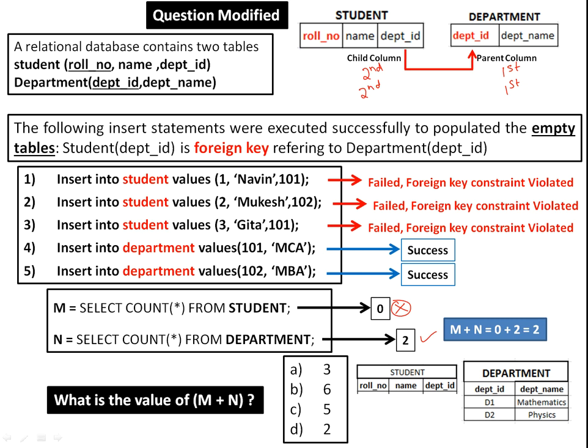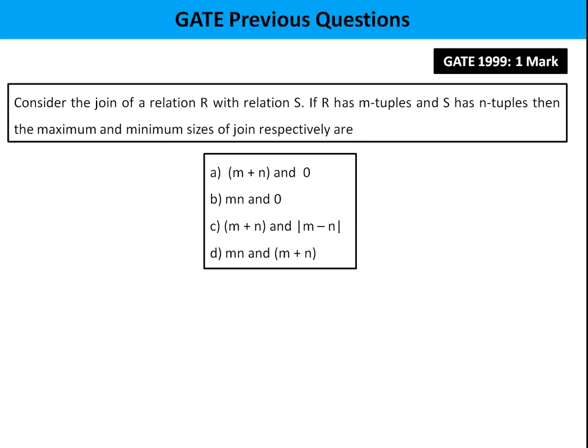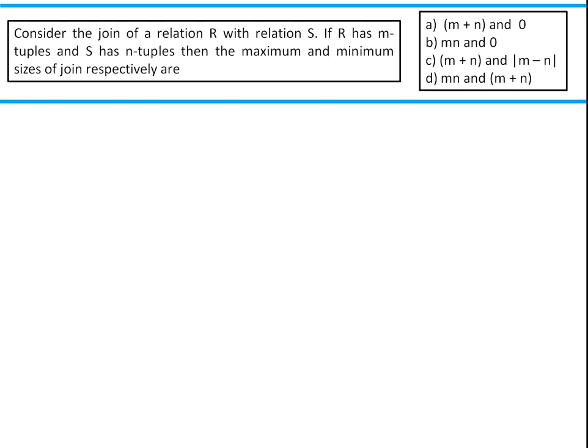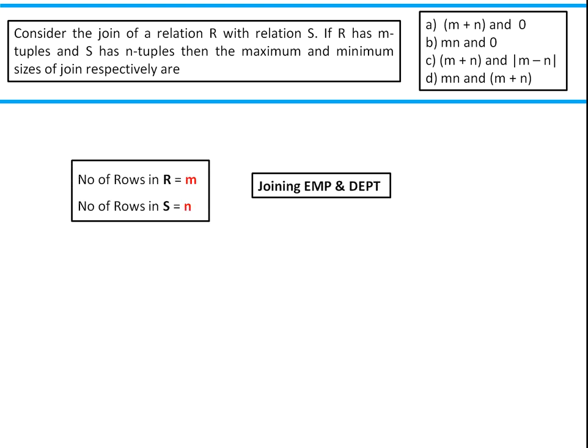Next, it's a 1999 question, guys, very old. R has M rows, S has N rows. The maximum and minimum joins. This is always from key points. Every key point is a GATE question, guys. Minimum will be 0, guys, with no rows matching in an equijoin. Maximum will always be the Cartesian product, M times N.